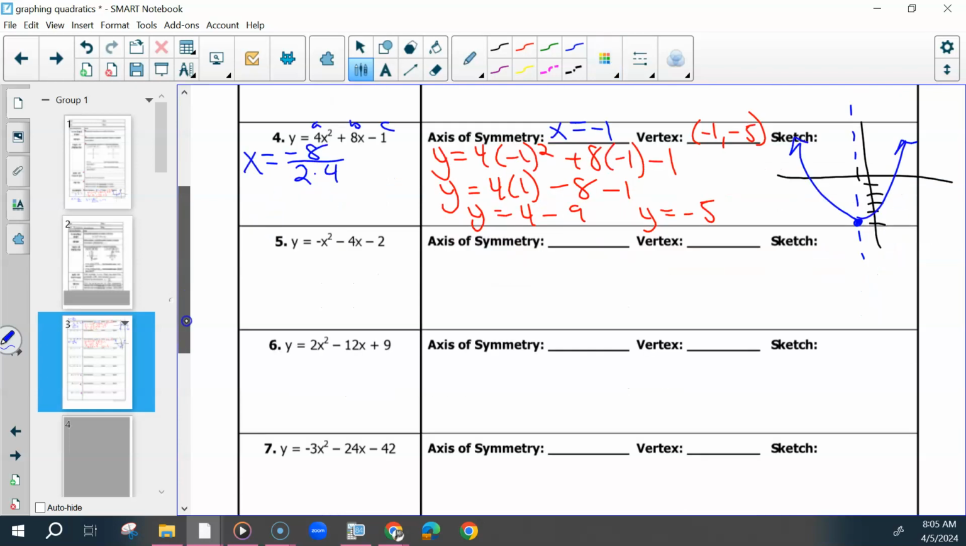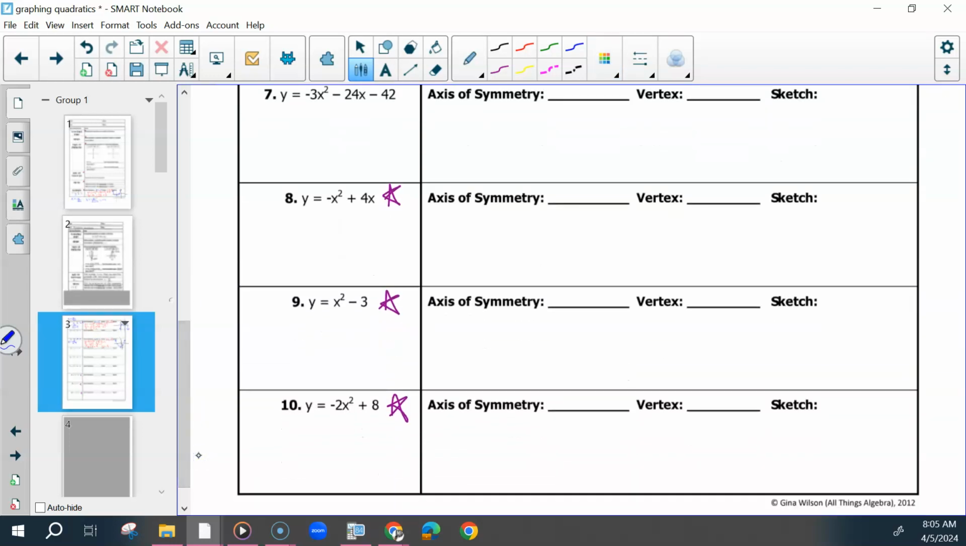Alright, let's jump down to number 8. First off, what are we missing in this? So it's not going to affect anything here, but the next one will. How would we set up our axis of symmetry here? -1. So what would that axis of symmetry be? X equals what? 2. X equals 2.